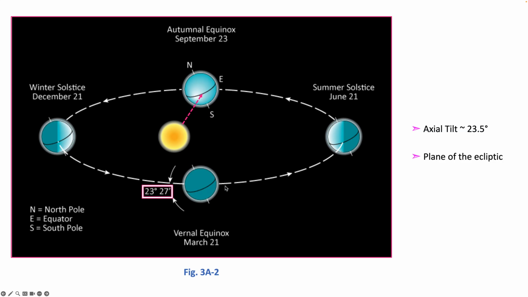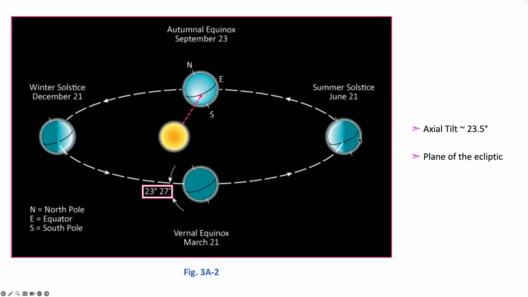And then if we move another 90 days, another quarter of the year around, now you can see that on the summer solstice in the northern hemisphere, June 21st, the northern hemisphere is tilted toward the sun, and the southern hemisphere is tilted away from the sun. Here is the half of the planet that's in daylight, here is the half that is in night.